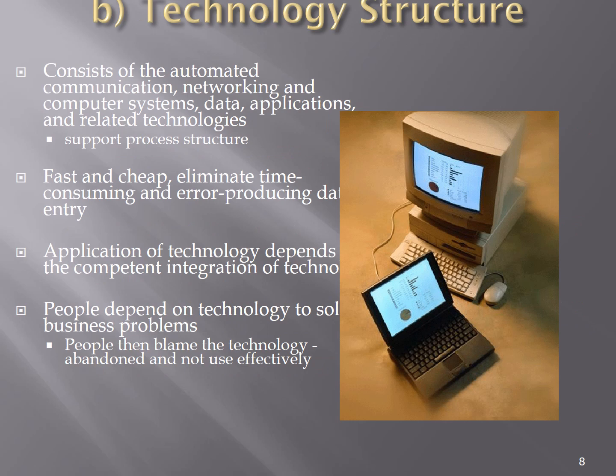The second dimension of physical or technical layer is technology structure. So what is this technology structure? It consists of automated communication, networking and computer systems, data, applications, and any other related technologies that will support the process structure. So it is interrelated with each other. All right. Because technology plays such an important part in our daily lives, in our business, in the government policy. So we need to understand them better.